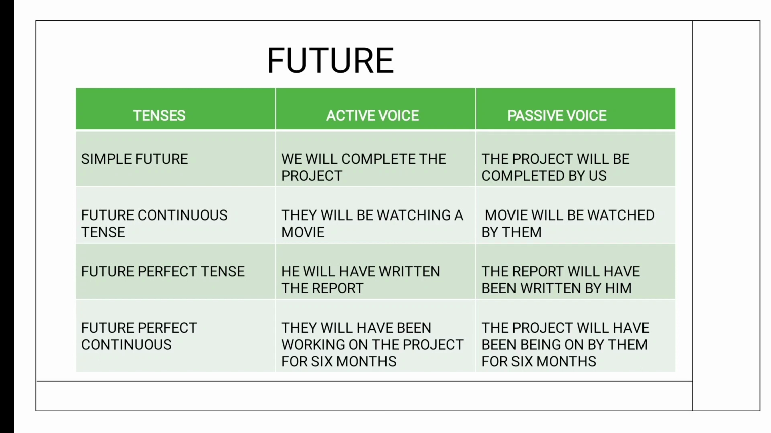In the present tense we get be forms like is, am, are, and has or have been. In the past tense we'll get was or were and had. In the future we'll get will or shall, will be or shall be, will have or shall have, will have been or shall have been. So you should definitely learn those things first and then try to convert active voice tenses into passive voice tenses.